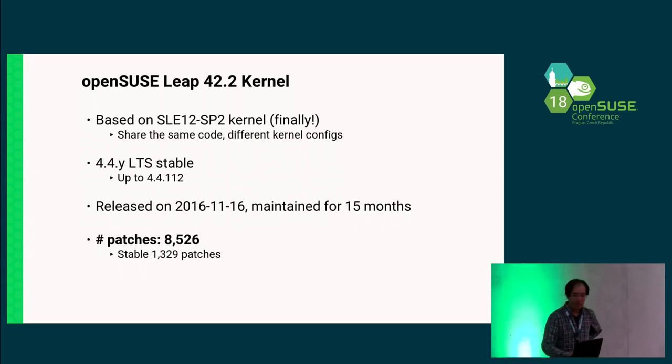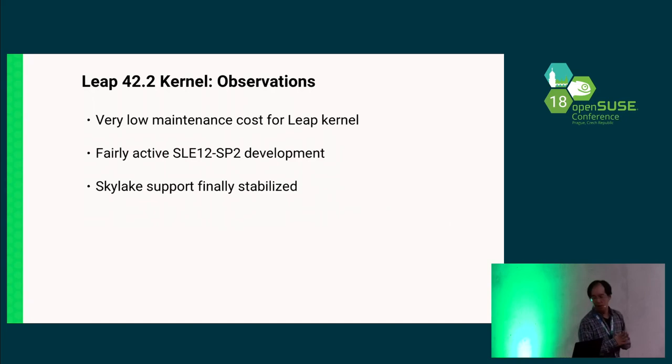And so, observation of the 40.2. The maintenance cost of the lib kernel itself was very, very easy, cheap, because it's free. Everything comes from the SUSE Linux Enterprise, actually. But for me, it doesn't matter because I also maintain SUSE Linux Enterprise. But from the openSUSE Leap perspective, it's very easy.